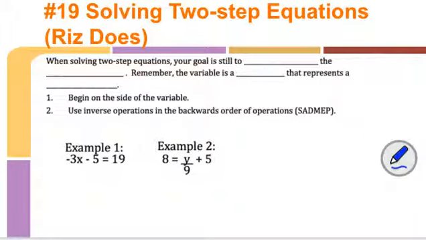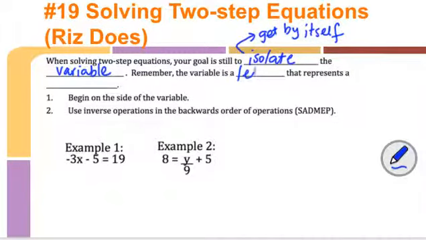Alright, so when solving two-step equations, your goal is still to isolate variables. That means get the variable by itself. Isolate the variable. Remember, the variable is a letter that represents a number. So, basically what you're going to do is begin on the side of the variable. And then two, you're going to use inverse operations in the backwards order of operations.